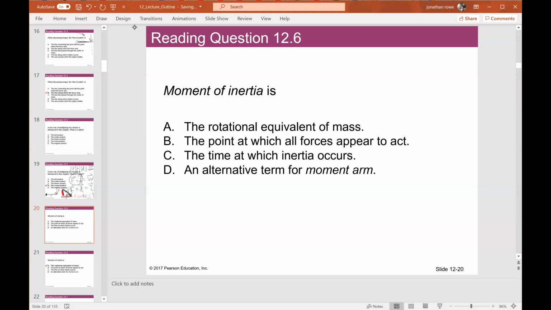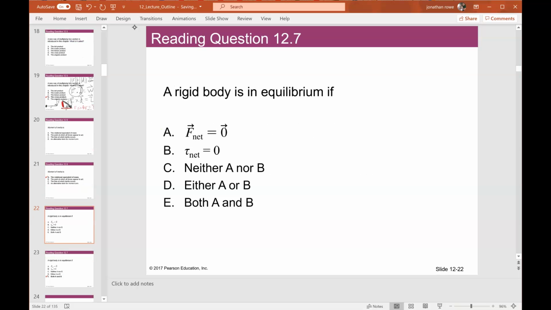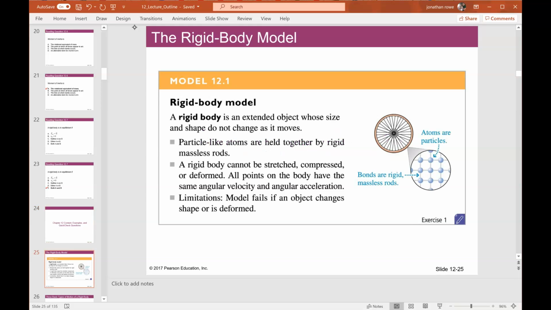Moment of inertia is what? The rotational equivalent of mass. I like that answer. Yep. A rigid body is in equilibrium if the net force equals 0, if the net torque equals 0, neither, either, or both. Both. Choice E. All right.